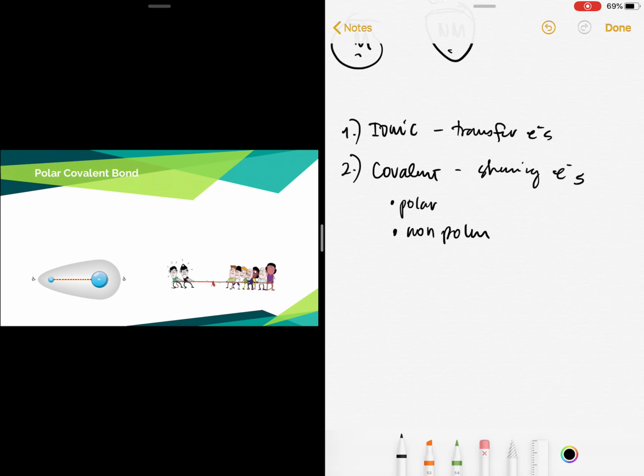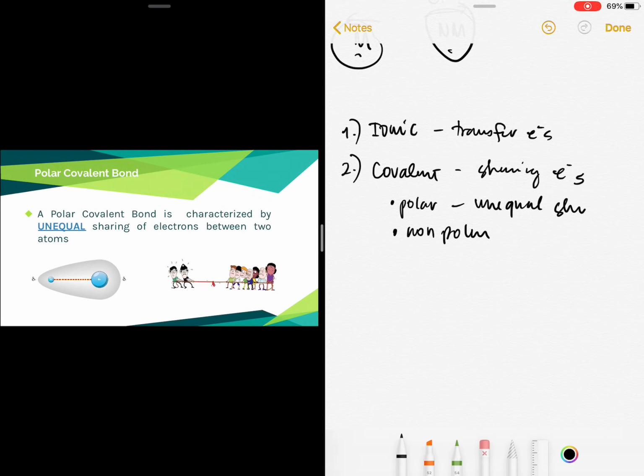Okay. So what is a polar covalent bond? A polar covalent bond is characterized by an equal sharing of electrons between two atoms. So let's write that here, an equal sharing. So if you're going to look at this figure, so on the left side, there are 2 people, and on the right side, there are about 7 people. So if they're going to play tug of war, since mas madami yung nasa right side, the tendency is the rope would be pulled more towards on the right side. This same goes with your polar covalent bonds.